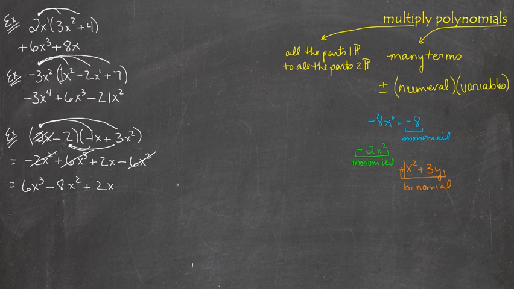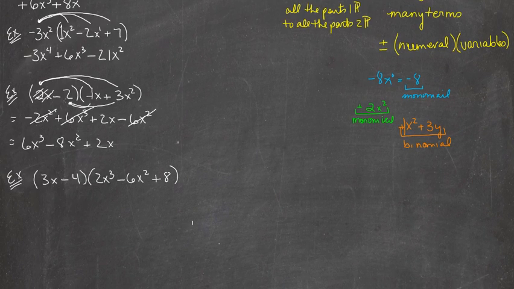Okay, let's do a tough one. Let's multiply a binomial, 3x minus 4, times a trinomial, 2x cubed minus 6x squared plus 8. Let's see where this takes us. We have a method, so we don't have to panic over the big numbers. We're just going to take it step by step.